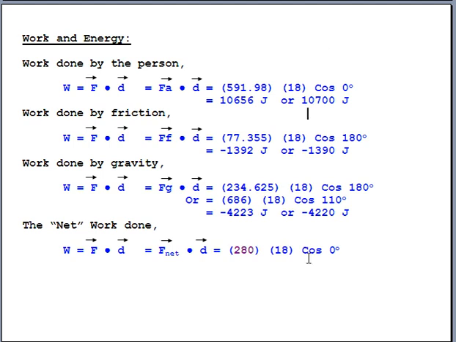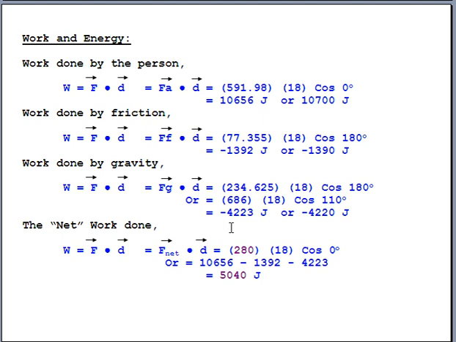Some people like to look at it as this kind of bookkeeping net force of 280 times the 18 and the perfect alignment. And other people say, well, can't I just add all of the works that I've been seeing so far? And the answer is you can do either of those. They're both going to be the same thing, and it works out to 5,040 joules.